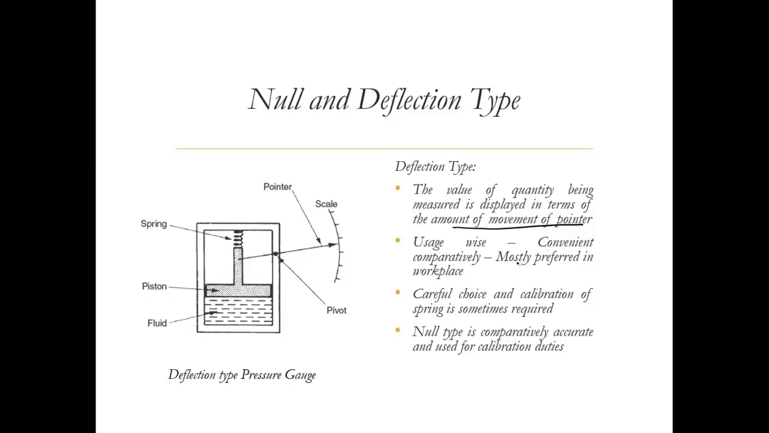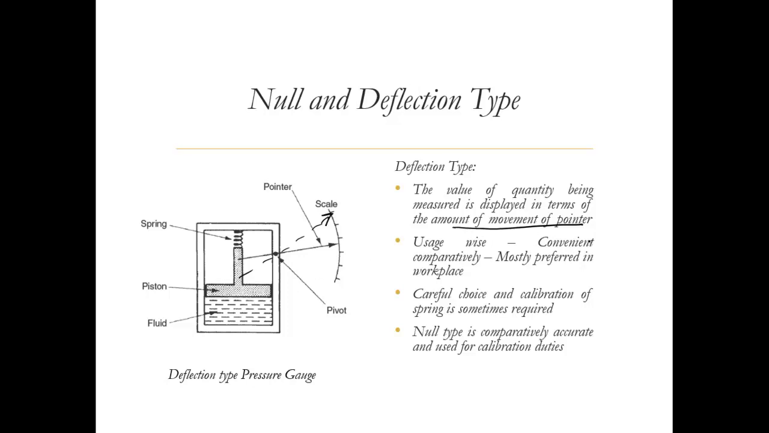Usage wise, this is more convenient, because in the case of null, you have to go on adding the weights until the datum level is reached. But in this case, nothing of that sort is to be done. Simply the fluid goes into this chamber, this moves, and then the pointer points to the amount of pressure in the fluid. There is nothing to be put up and then waited on until the datum is reached. It simply moves the pointer to the point that refers to the amount of pressure in the fluid.